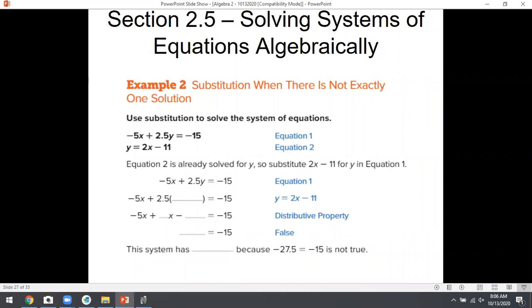All right, here's your second example for the day. It's got some decimals in it. I don't know why. Stupid book. Okay, example number 2. Your next equation is going to be -5x plus 2.5y equals -15. We'll call that equation 1. I know it seems kind of silly that I keep labeling all these equations, but again, for organization purposes, we're going to need that. Second equation just says y equals 2x minus 11.